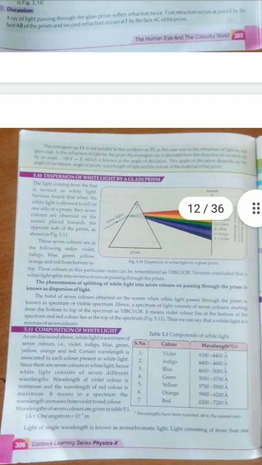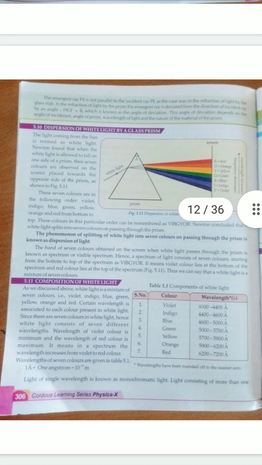V for violet, I for indigo, B for blue, G for green, Y for yellow, O for orange and R for red. The wavelengths travelling with different speeds are refracted through different angles and are thus separated from each other. The splitting of white light into its component colors is known as dispersion. So the dispersion of white light by a glass prism is given here.